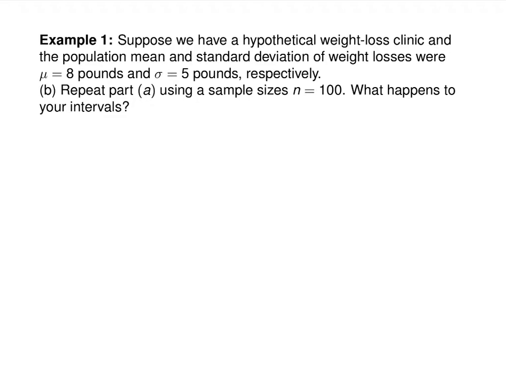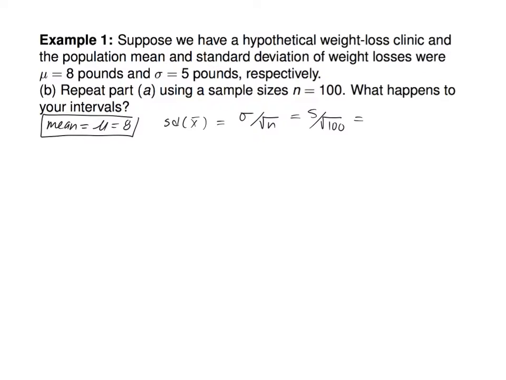Okay, so repeat part A using sample sizes of n equals 100. What happens to your intervals? Does the mean change? No, the mean is still mu. It's still 8. How about the standard deviation of X bar? Is that going to be different? Yes. Sigma over root n is 5 over root 100, which is now 0.5, right?